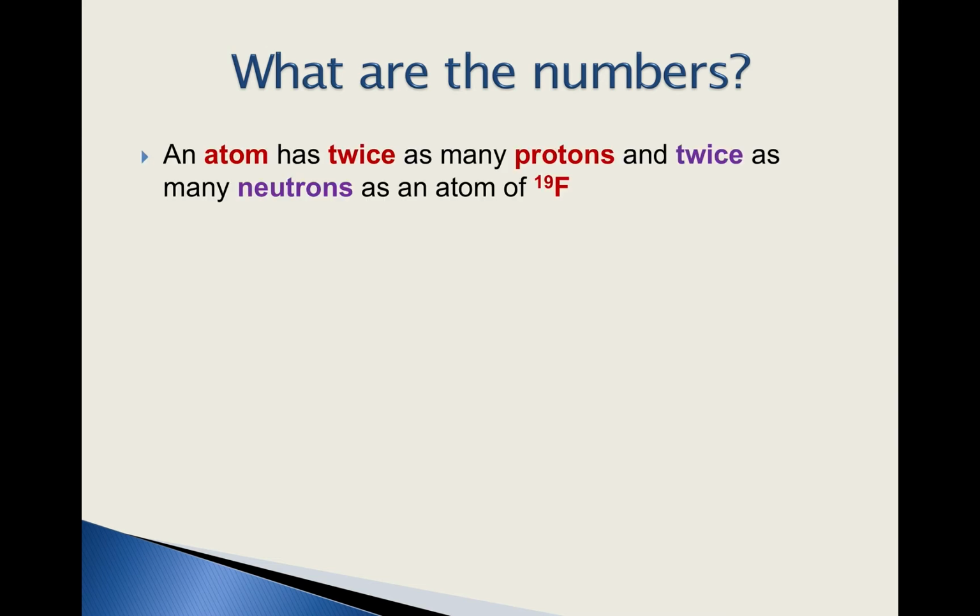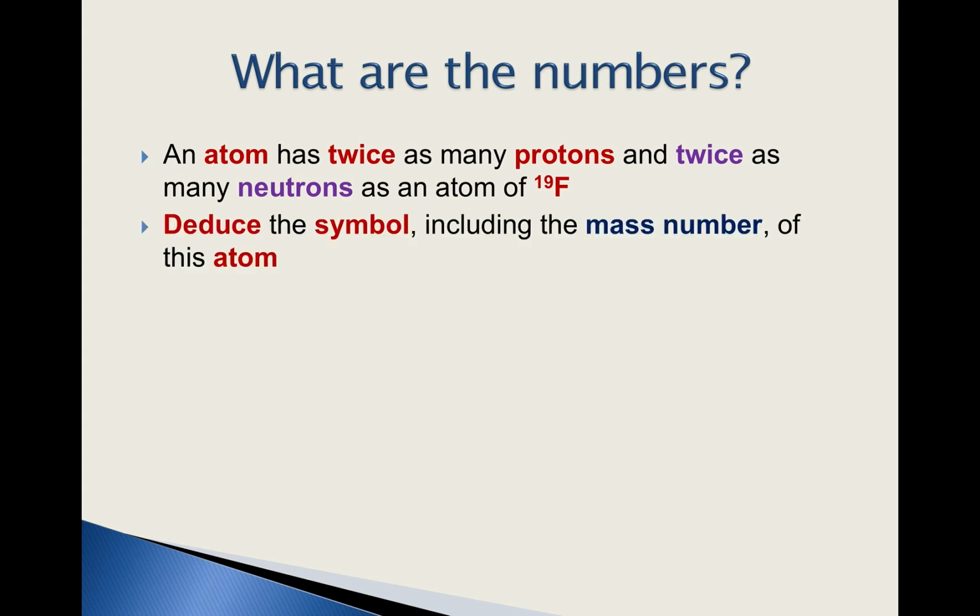Here is an exam question which is quite common on A-level papers. With this type of question, it's important to know what you are trying to work out and what the question is asking you to do. So in this case, the question says an atom has twice as many protons and twice as many neutrons as an atom of 19 fluorine. It's important at this point to extract as much information as you can from the periodic table. Deduce the symbol including the mass number of this atom.